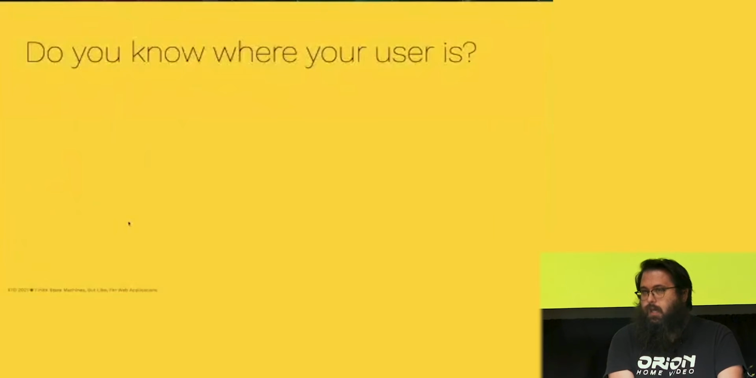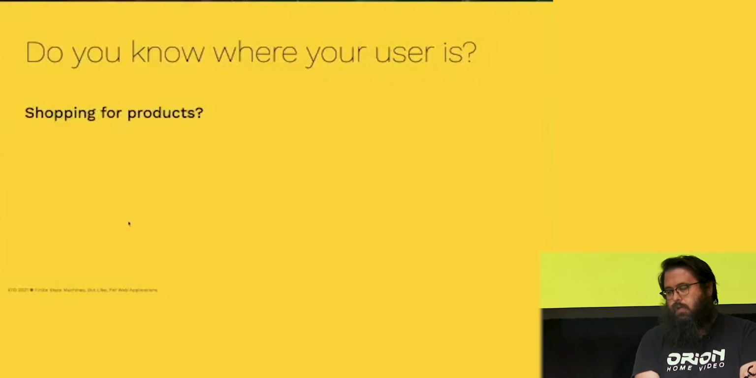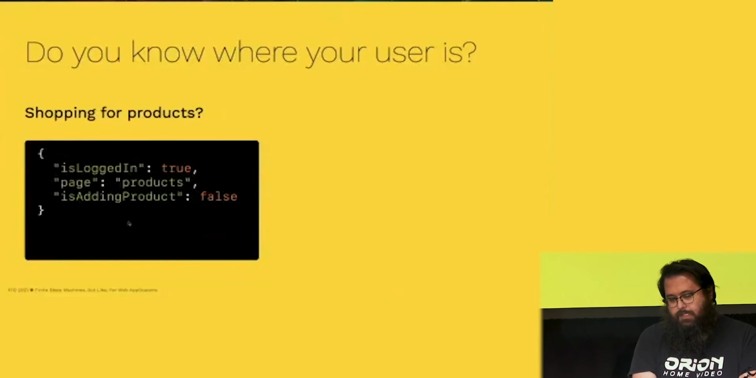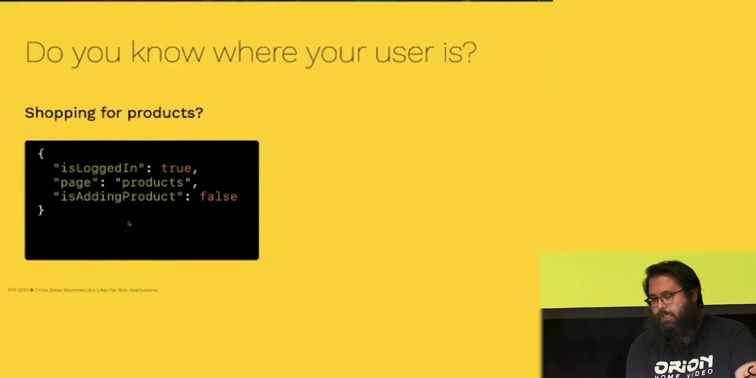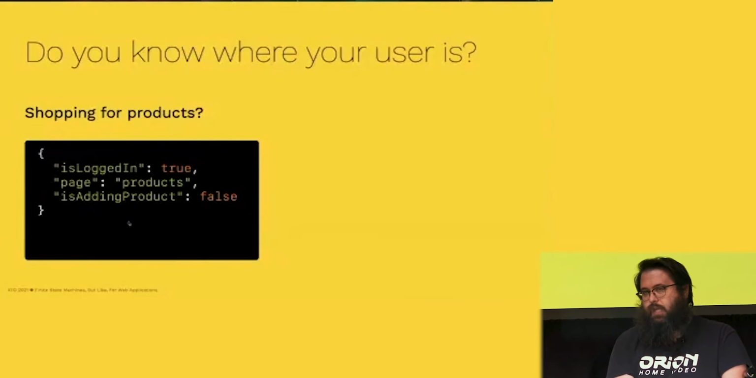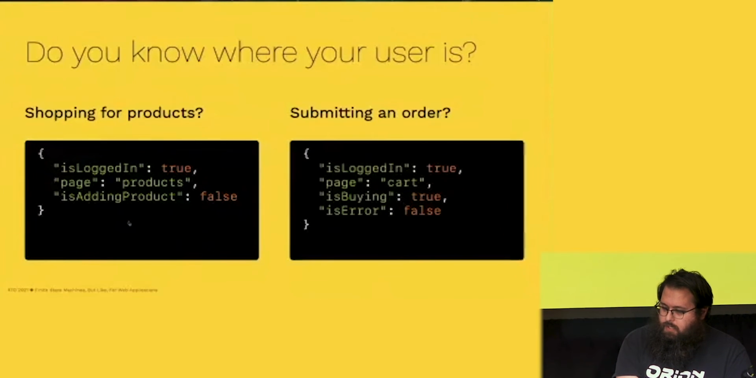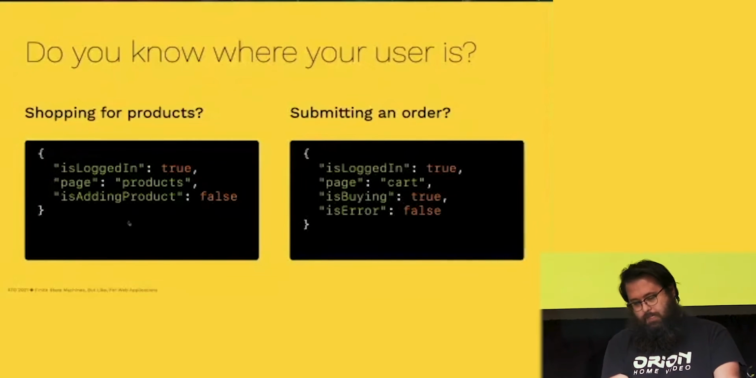So that works, but there are some issues with that. Do you know where a user is? So for example, when is the user shopping for products? That happens when these properties are set to these values. They're logged in, they're on the products page. They currently aren't adding products and waiting for the result. Similarly, what happens when they're submitting an order? We have these properties here.